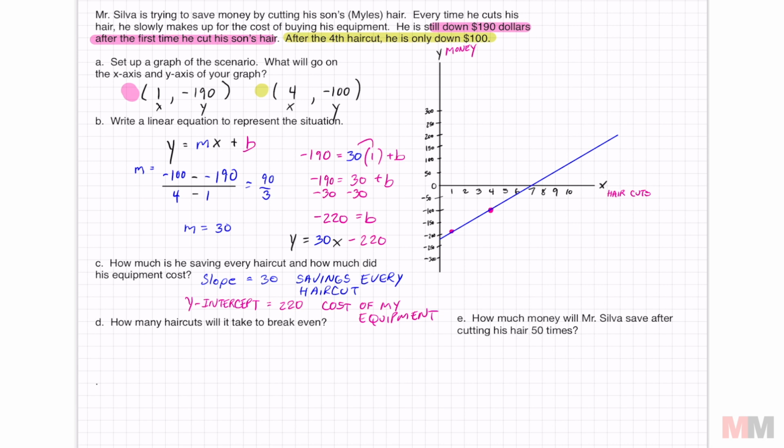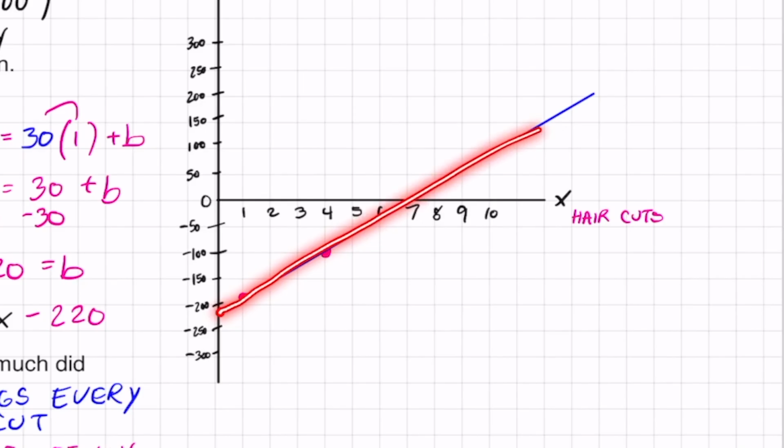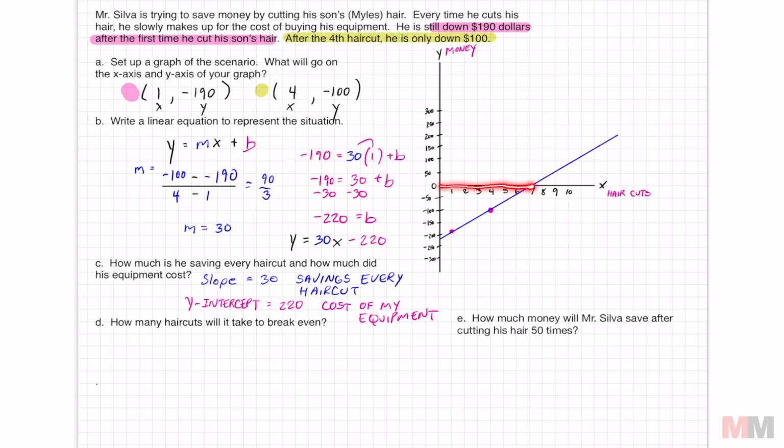I can answer this question in 2 ways. One is just to look at my graph. Breaking even means I made up for the cost of my equipment. So at the 0 line, that is my break even point. That is about a little over 7 haircuts.